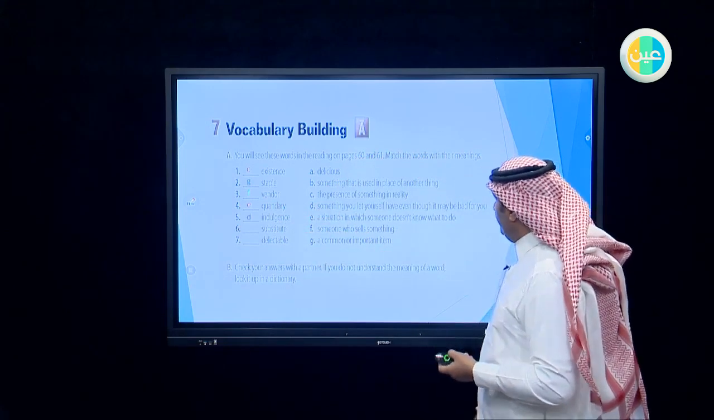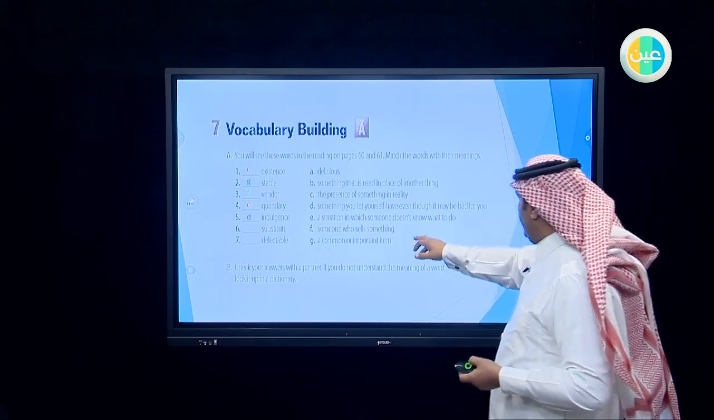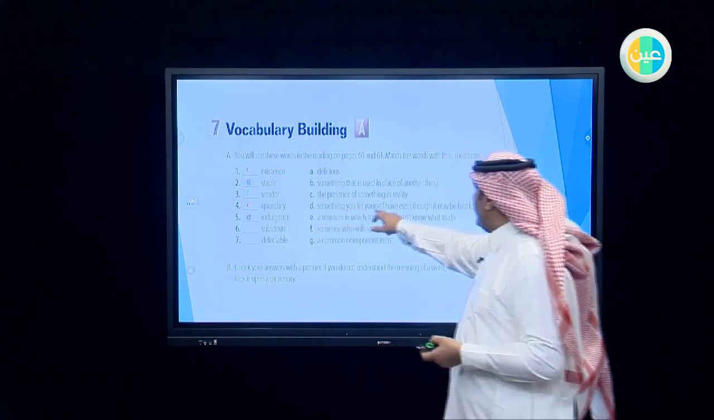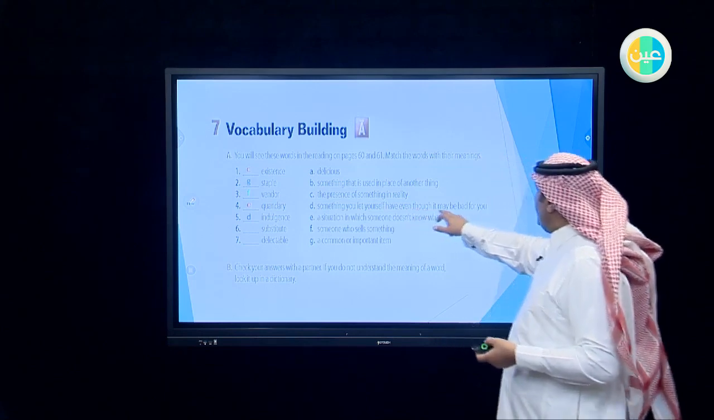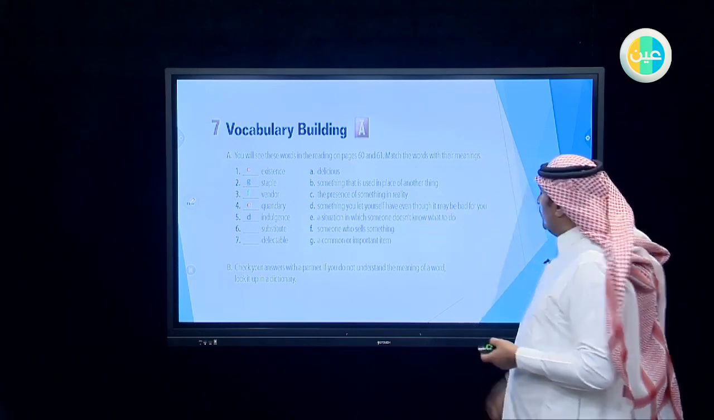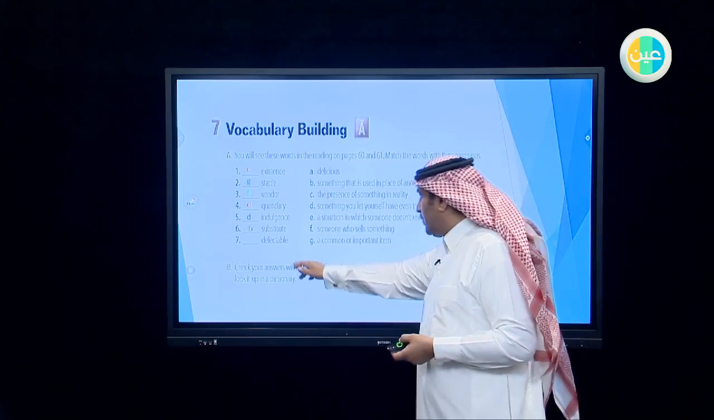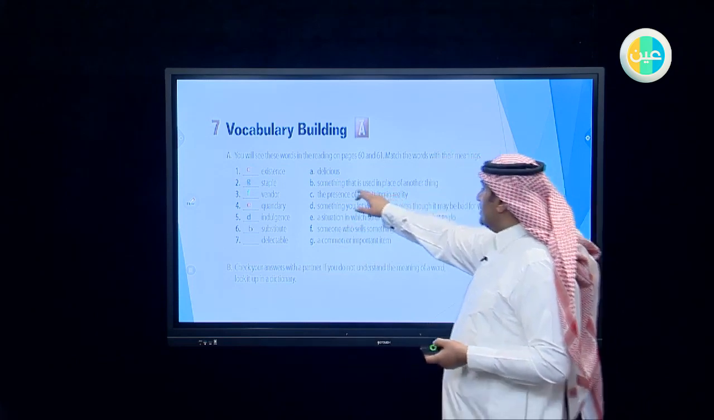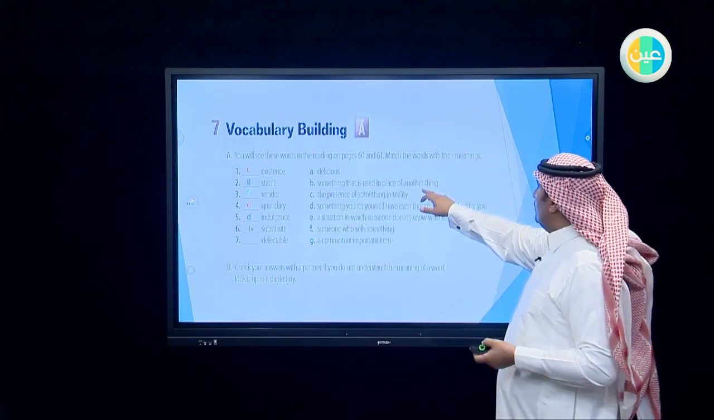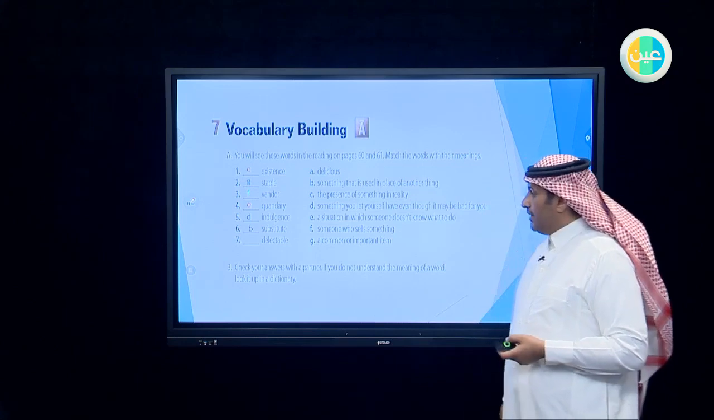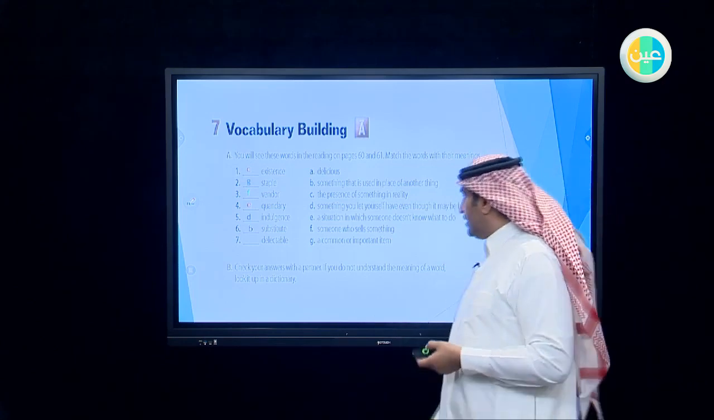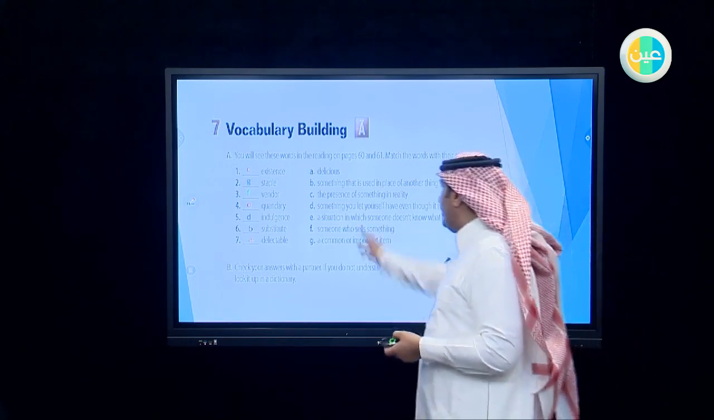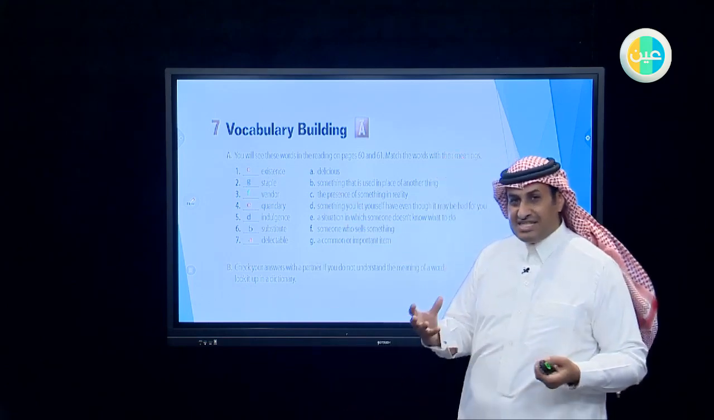Indulgence, we have indulgence here with D: something that you let yourself have, even though it may be bad for you. And substitute with B, which is something used in place of another thing. And the last one, we call it delectable, with delicious. It's something tasty and sweet.